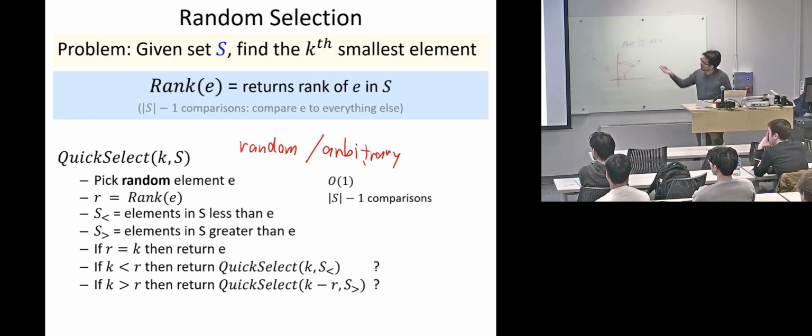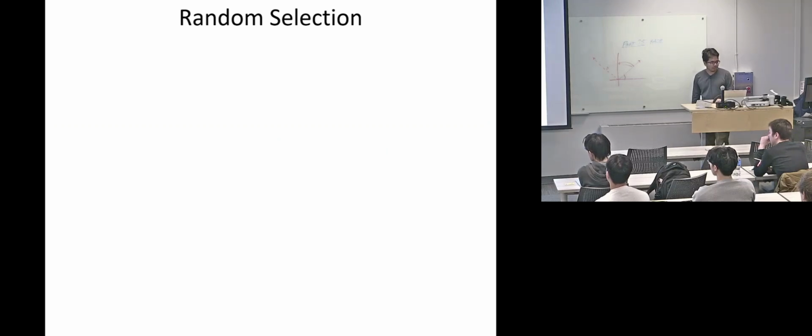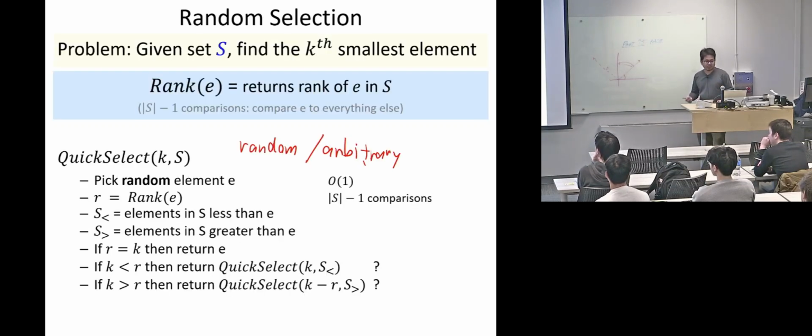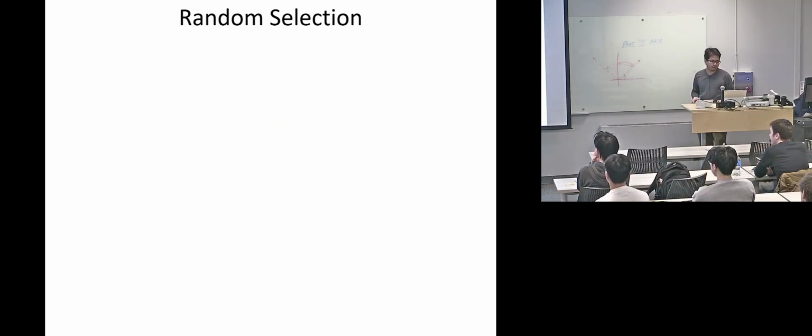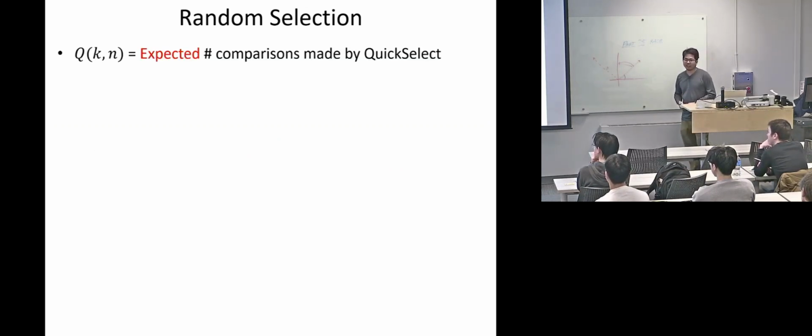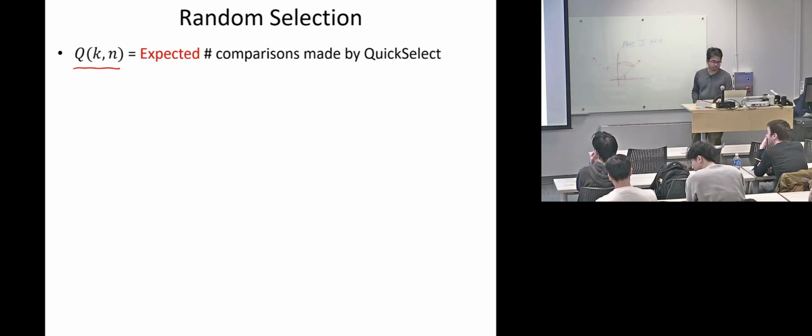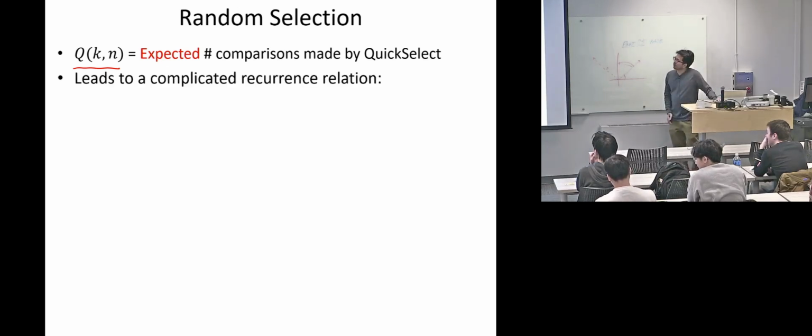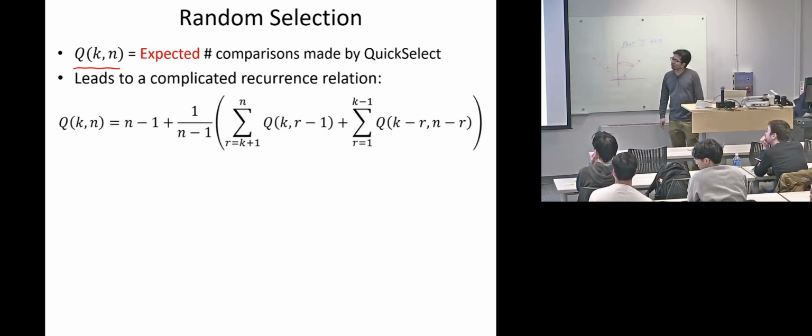Now we can try to analyze it. This is a randomized algorithm, so the running time is a random variable, and what we need to do is compute it. The first step is to compute the expected value of the running time. Let Q(k, n) be the expected number of comparisons made by this algorithm. If you try to analyze this, it will lead you to a complicated recurrence like this.